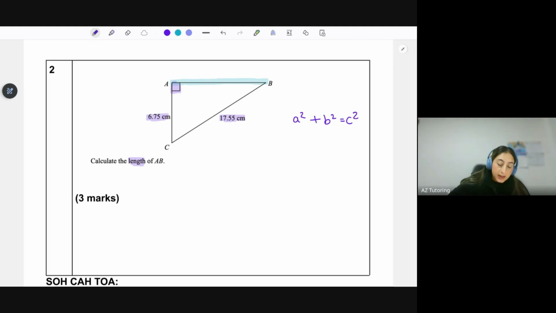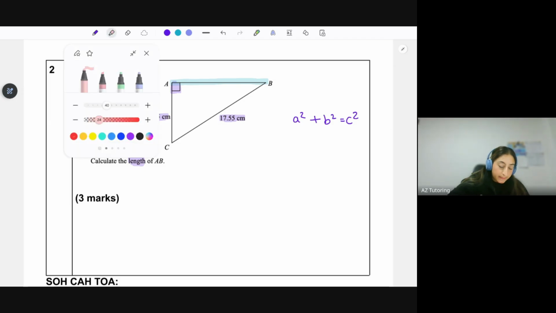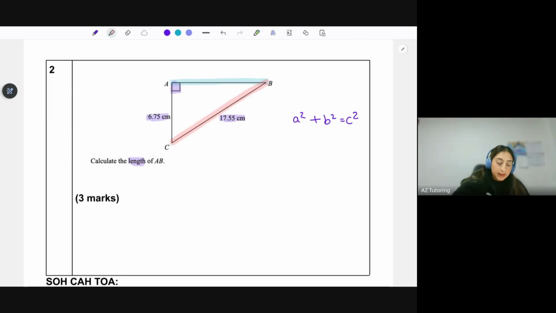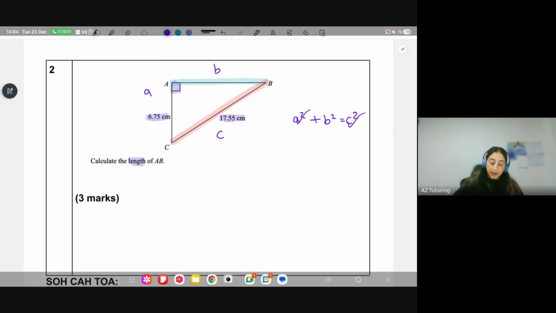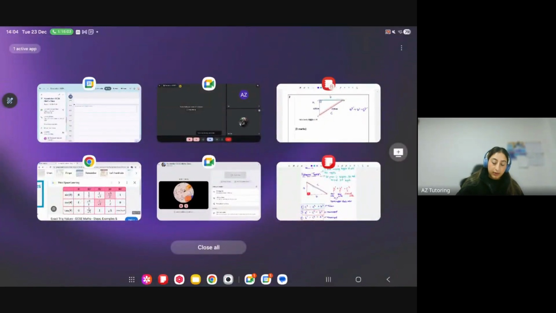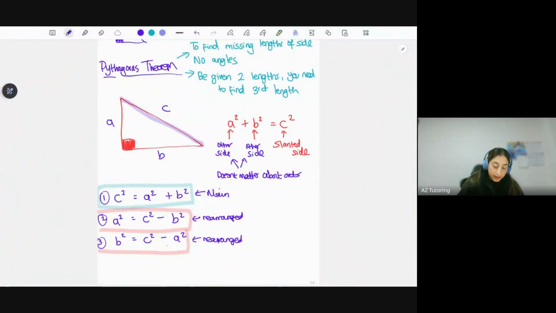So let's label it. My slanted side is this one. This is my slanted side. Therefore, that has to be C. And then A and B doesn't matter. So I'm going to label that as A and I'm going to label that as B. So now we've been given C and we've been given A, but we haven't been given B. So we need to find B. So this is why I wrote down the rearranged formula. So we're going to be using this formula here.